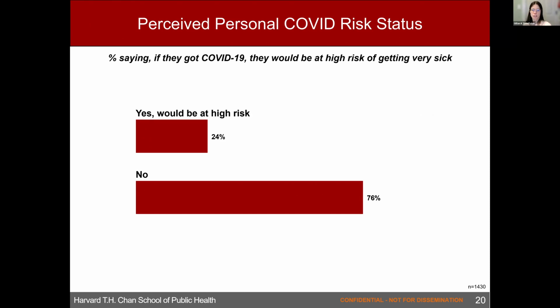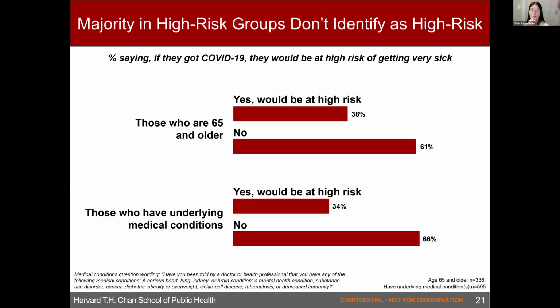Okay, so you're like, well, maybe that's kind of true. Think about the prevalence of the things that make you at high risk. But here's what's really important. We then asked, of those who are 65 and older, these are the people who are eligible for the vaccine and recommended to get the vaccine, only about a third of them, or maybe 40%, said yes, they would be at high risk for getting sick. Only 40%. And we asked people if they had underlying medical conditions that make you at high risk for a serious case of COVID. Only a third said, yeah, I'd be at high risk.